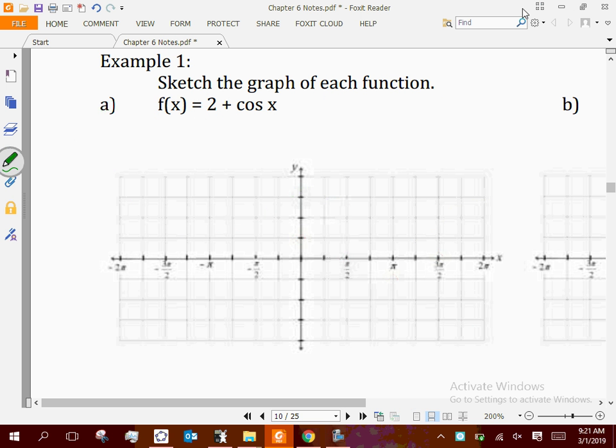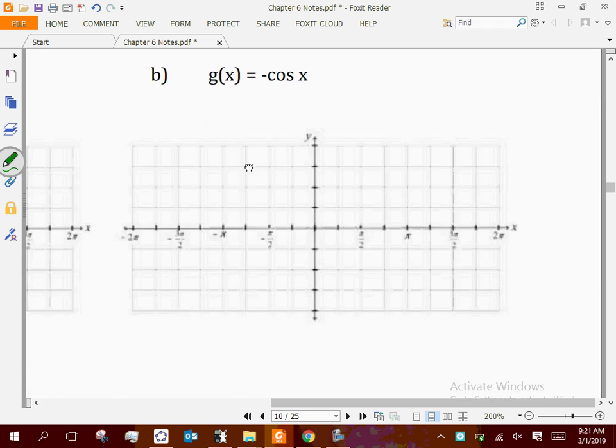The next one is not all that difficult either. The next one is negative cosine of x. When I graph those, just to make things a little bit less compact, I'm going to make my top value here 1 and bottom value here negative 1. On tests and quizzes, guys, I will dictate your axes for you.